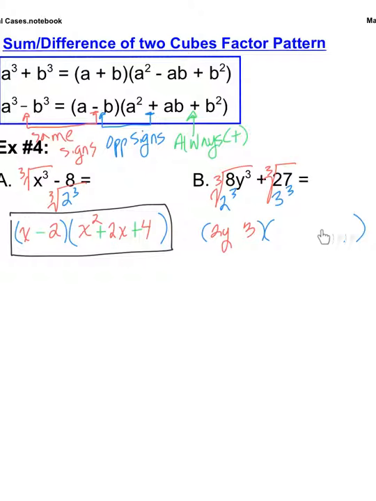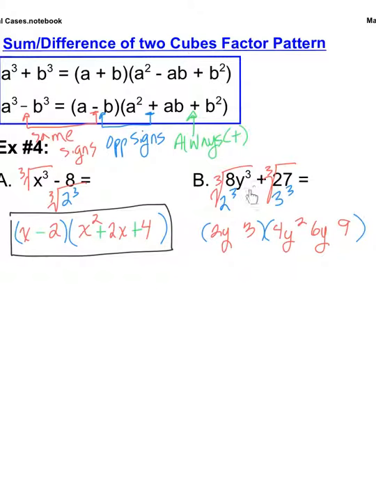To get this trinomial, I'm going to square these. You have to square the 2 and the y. So 2 squared is 4, y squared is y squared, so I get 4y squared. And then 3 squared will go here, which is 9. Then to get your middle, you're going to multiply these two together. 2y times 3 is 6y.